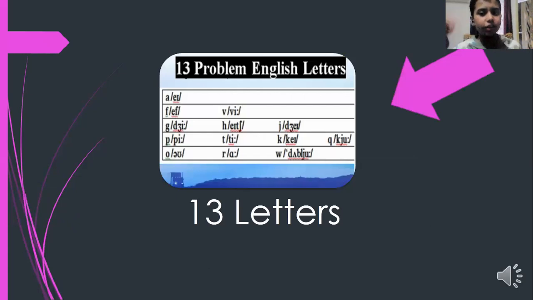Here you see there are 13 problem letters. Today I'm with my learning bot, Labib, and he will help you to pronounce those 13 problem English letters correctly. Let's hear his voice, and you will understand by his voice. After his voice, I will pronounce it again so that you will understand clearly how they are pronounced. So let's start.